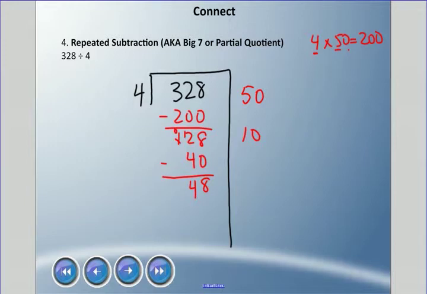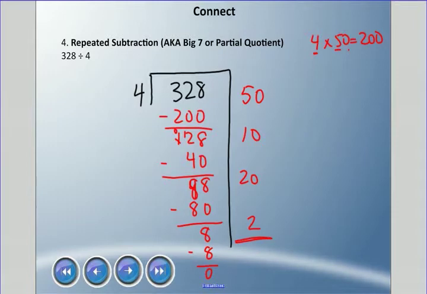And I get 48. Well, can I do 88? Can I do that again? I could, but maybe, just because I know, I should do 4 times 20. 4 times 20 is 80, so I can subtract 80, and I get an 8 there. Well, 4 can go into 8 how many times? 4 times 2 is 8, and I'm left with 0.